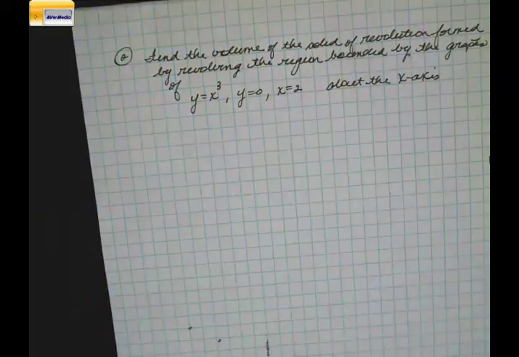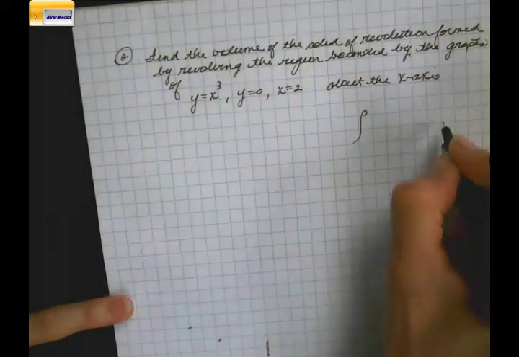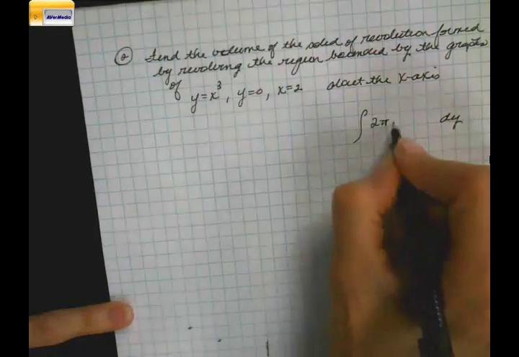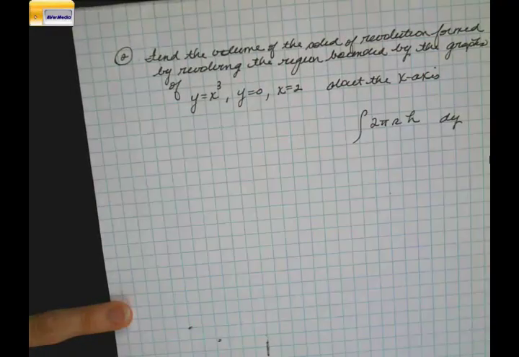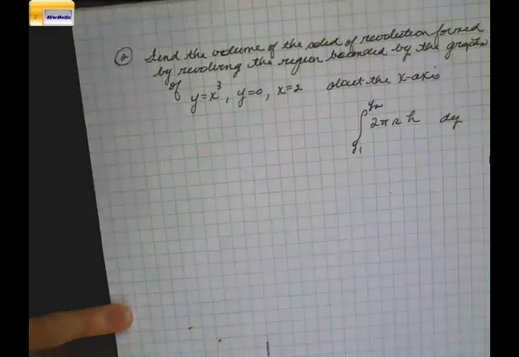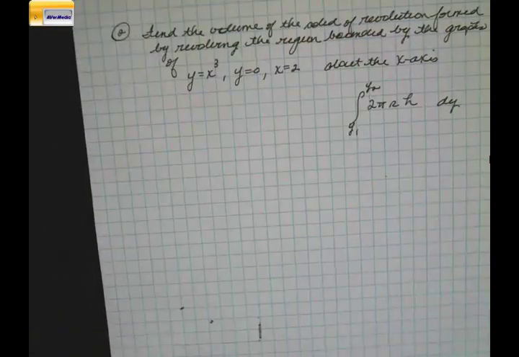Okay, so we're rotating about the x-axis, we're rotating about a horizontal axis. So when you see that horizontal axis, this is an integral with respect to dy. These are cylinders, so I'm supposed to be doing this 2 pi r h dy thing. These are going to be y values for my upper and lower limits on my integrand.